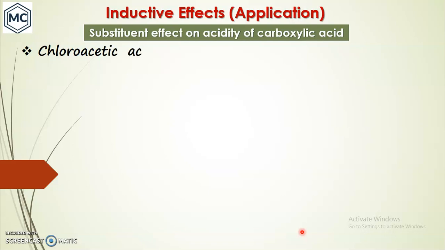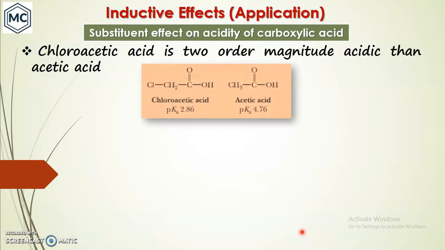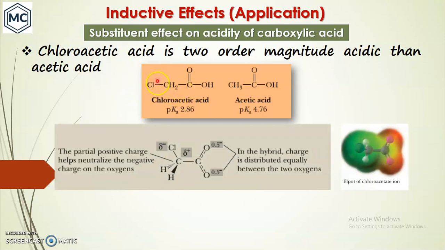Next one, chloroacetic acid and acetic acid. You can compare the acidity. When you compare this acidity, you can see that chloroacetic acid is stronger. From the pKa value, you get it. It is two orders of magnitude more acidic than acetic acid. So this is due to the minus I group here. This is a plus I group.